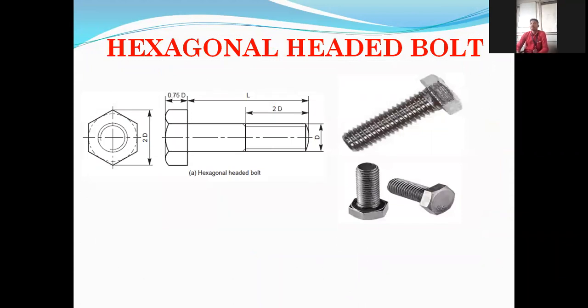काय फरक आहे मग स्क्वेअर हेडेड बोल्ट आणि हेक्झॅगोनल हेडेड बोल्ट? नावातच आहे. स्क्वेअर हेडेड बोल्ट इट्स हेड इज स्क्वेअर. हेक्झॅगोनल हेडेड बोल्ट इट्स हेड इज हेक्झॅगोनल. कॉमनली कुठला बघता तुम्ही प्रॅक्टिकल मध्ये? Let us see our observation. In practical, which is commonly used bolt, hexagonal or square? Hexagonal. Very good. Hexagonal.